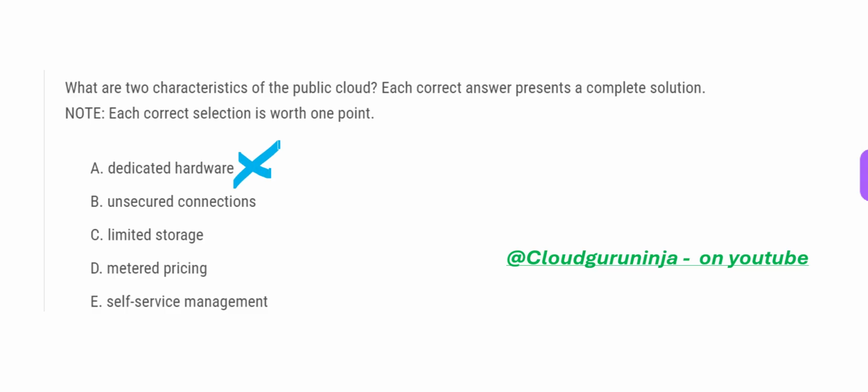Unsecured connections, no. Public cloud, which are the two characteristics? So unsecured connection is not a characteristic. Secured connection can be a characteristic. Limited storage, no. You can virtually store unlimited stuff on your Azure Blob Storage, object storage. Same in the AWS world, you do it on AWS S3. You have virtually unlimited storage because they will keep adding hardware, they will keep adding data centers. That way it can be unlimited.